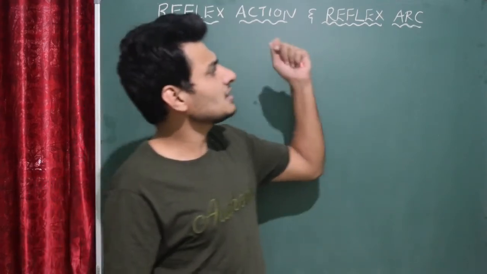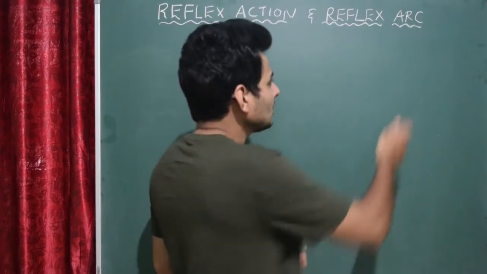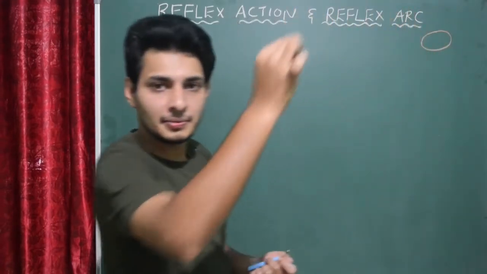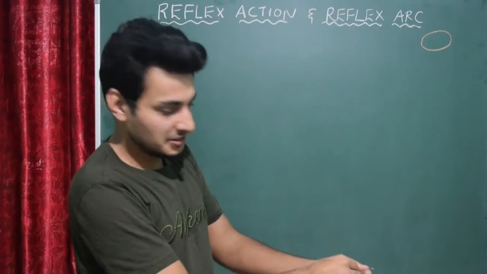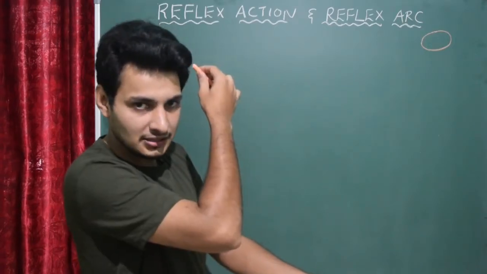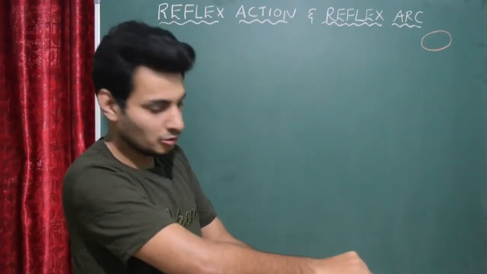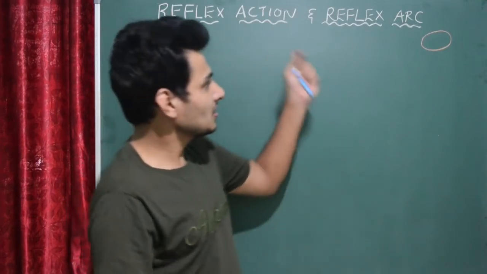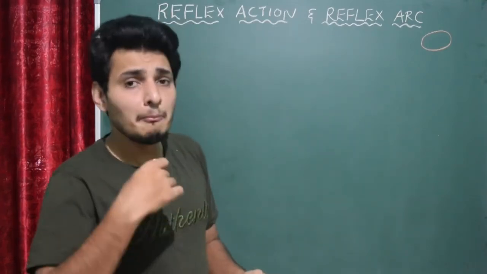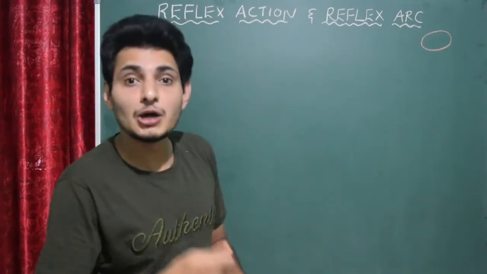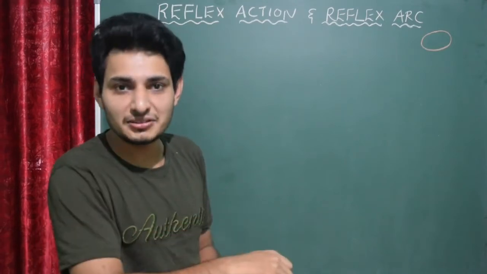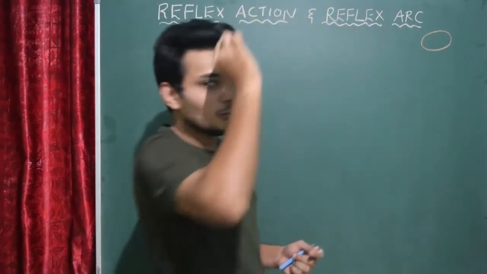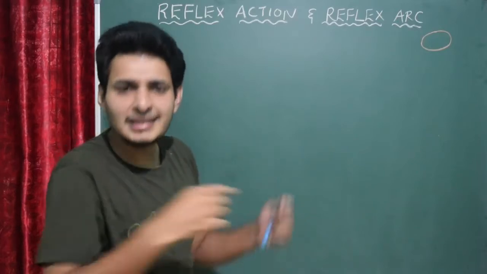What is this reflex arc? What is the meaning of arc? Arc is nothing but this. This is an arc. Here the stimulus has occurred and it goes to any part of the CNS, and again it comes back through another set of neurons. See, arc. So this is the reflex arc. It is nothing but the path followed by a nerve impulse in a reflex action. That's it. It is the path followed by a nerve impulse in a reflex action.